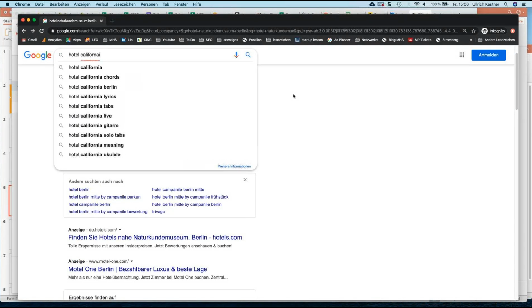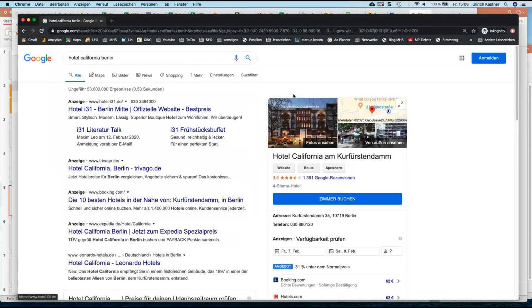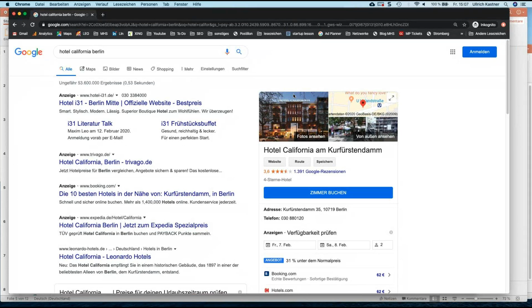So I just made an example of a hotel in Berlin, which is called Hotel California, right? And here we can see, okay, this is now a little bit special because Google is even following me on an incognito browser. But overall, you can see if you search for the term Hotel California Berlin, on the first four advertisings you don't see any of the hotel websites, but actually all the OTAs and other providers that are selling this hotel.